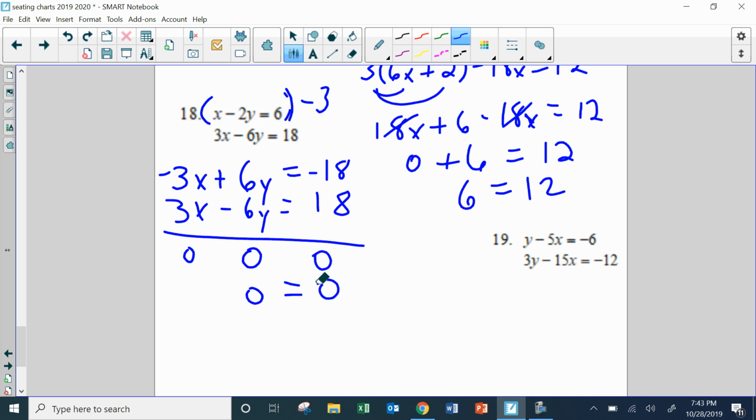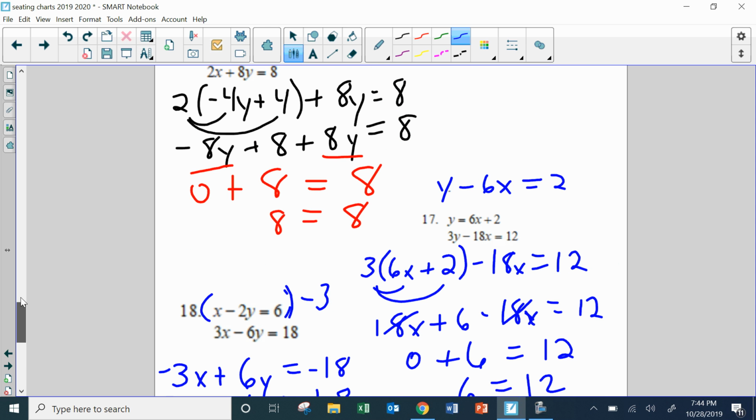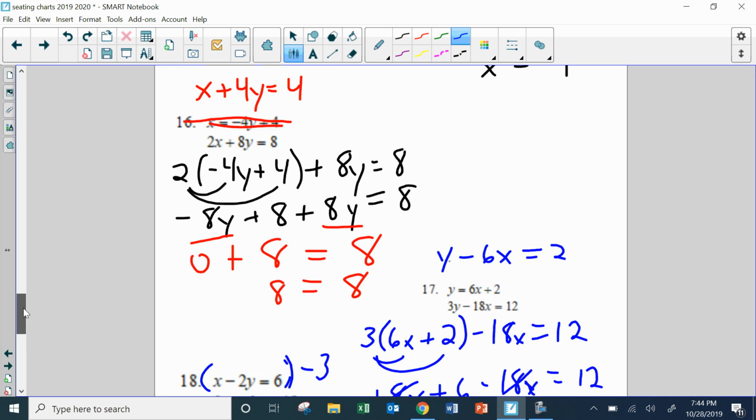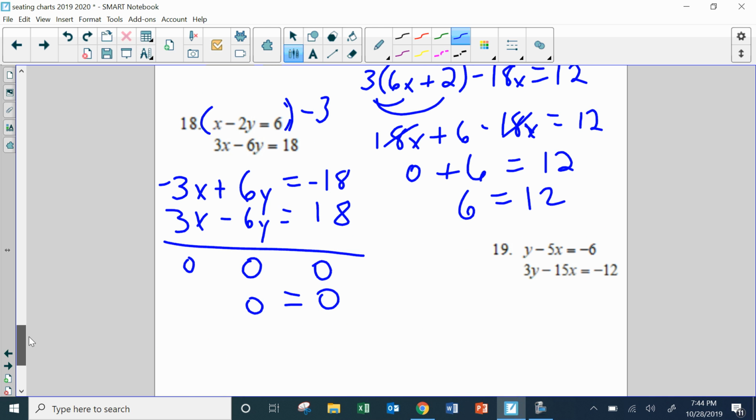Don't be freaked out by that. 0 is just a number. So just like when we had 8 equals 8, and we said that was an infinite number of solutions, it's the same thing here. 0 equals 0 is a true statement. That's always going to be true. So that means we're going to have an infinite number of solutions on that. So that would be infinite also. I didn't write infinite on the other one.